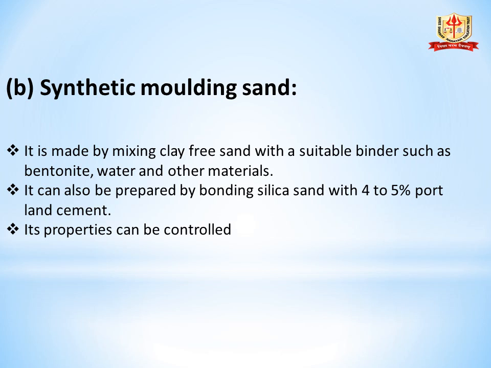Second is B, synthetic molding sand. Point number 1, it is made by mixing clay-free sand with a suitable binder such as bentonite, water and other materials. Point number 2, it can also be prepared by bonding silica sand with 4 to 5% Portland cement. Point number 3, its properties can be controlled.